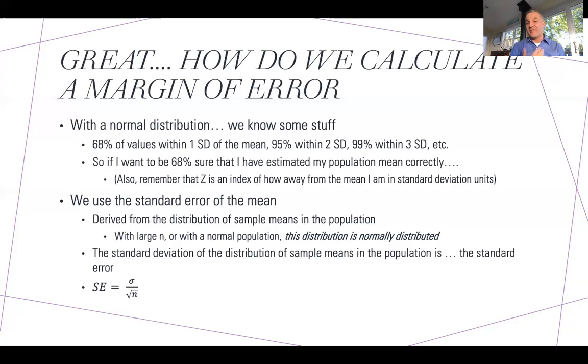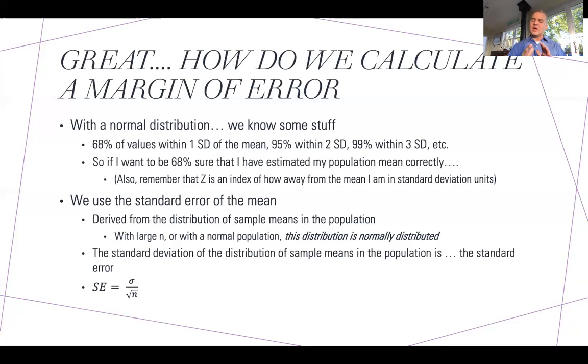Now, this also happens if we have a very large N. So this is what's going to happen. Also, if the underlying population is normal, then it falls out. We don't even need a large N in that case. But with a large N, by large here we usually mean an N of greater than 30, what we find is that the distribution of the sample means is normal.